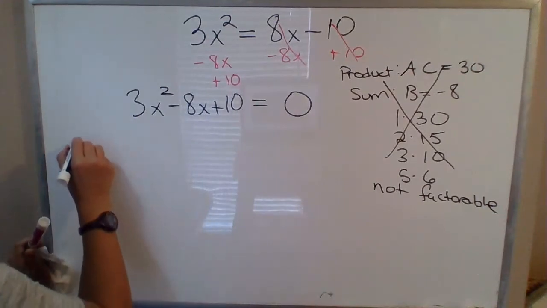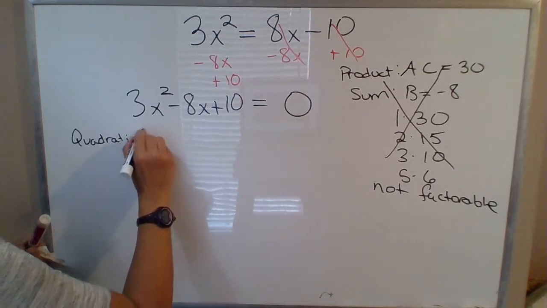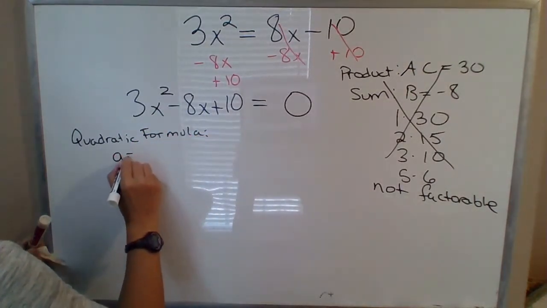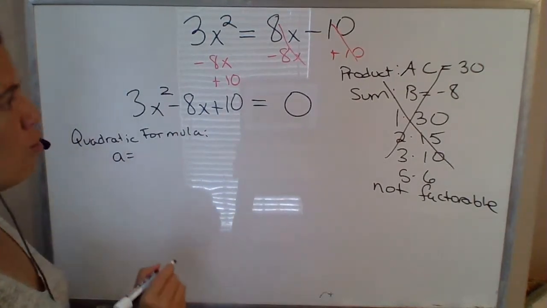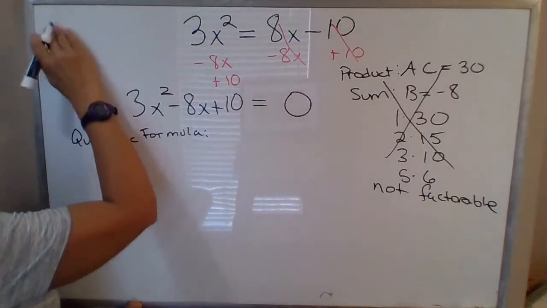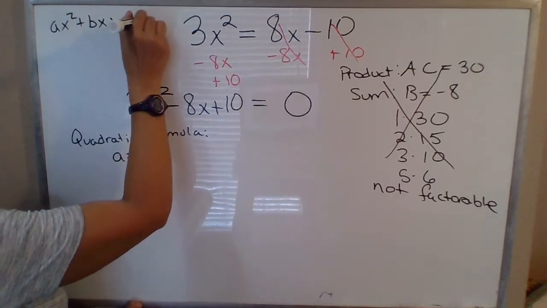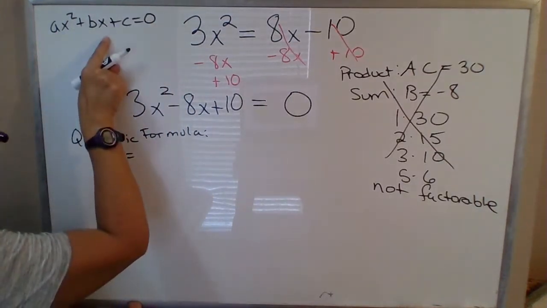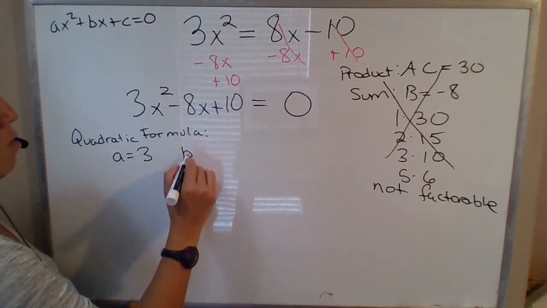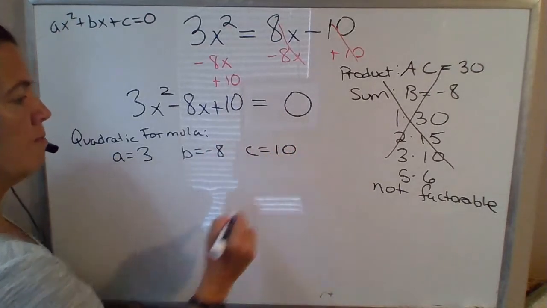So if we solve using the quadratic formula, you're going to need to know what your values of a, b, and c are. And that's referring back to the standard form of a quadratic equation, which is ax squared plus bx plus c equals 0. So comparing that general form with what we have here, we see that a is 3, b is the coefficient of x, so it's negative 8, and c is 10.